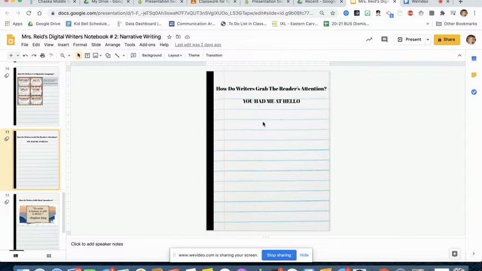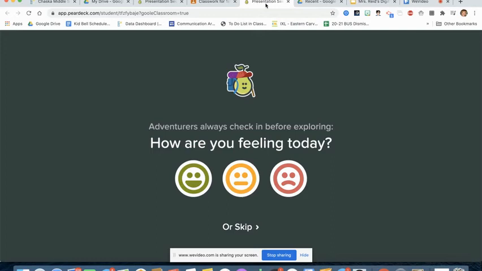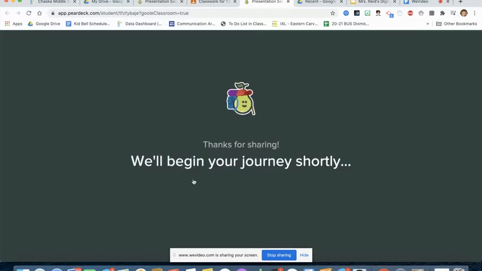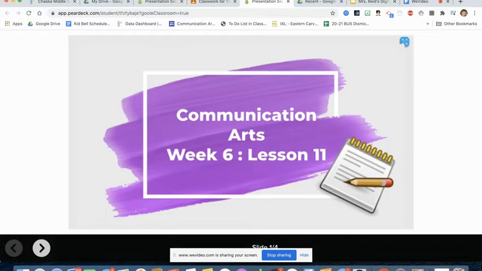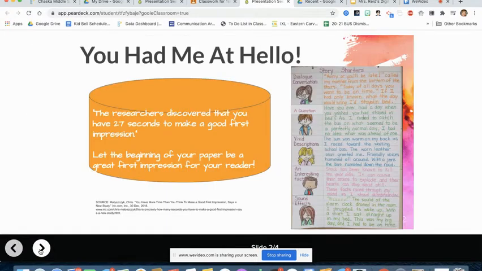And so you're going to have this page open, and then I want you to go ahead and pull up that pair deck. And when the pair deck asks you how you're feeling today, I think this is so funny that the pair changes. So I think I'm just going to be, well, I'm pretty happy today. I'm going to put happy. Okay. And the first slide you're going to see says, you had me at hello. The researchers discovered that you have 27 seconds to make a good first impression. So that's a funny thing to think about.